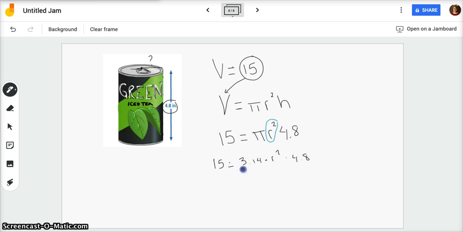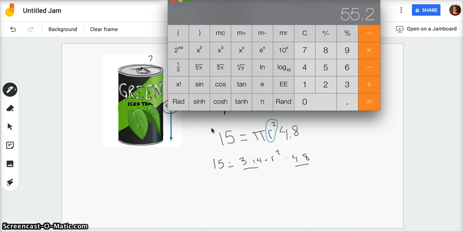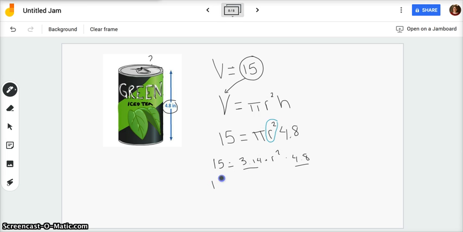and we can simplify. We can do 3.14 times 4.8 to simplify this equation. So 3.14 times 4.8 gives us 15. I'm going to round it to 15.1, so we have a little bit fewer decimals to work with here. So 15 from my left side equals 15.1 times radius squared.